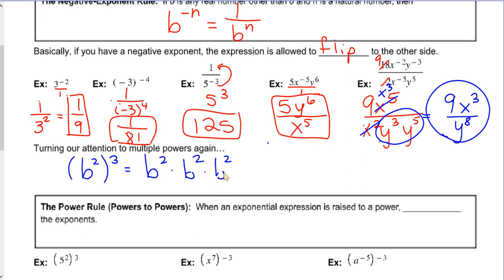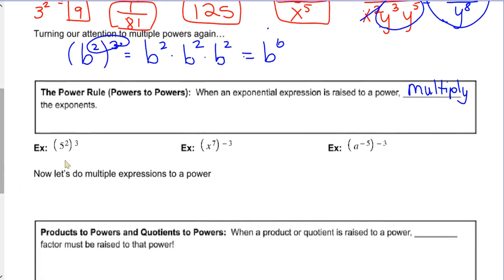Now, this refers back to my law of exponents number 1, where I have bases that are the same that are being multiplied together. We can add our exponents. So 2 plus 2 plus 2 is a 6. Now, the question is, how do I get 6 from 2 and 3? Well, I'm hoping you tell me that you multiply those powers together, and that is exactly what we need to do. When an exponential expression is raised to a power, we are going to multiply the exponents together. Hence, here comes our new rule.